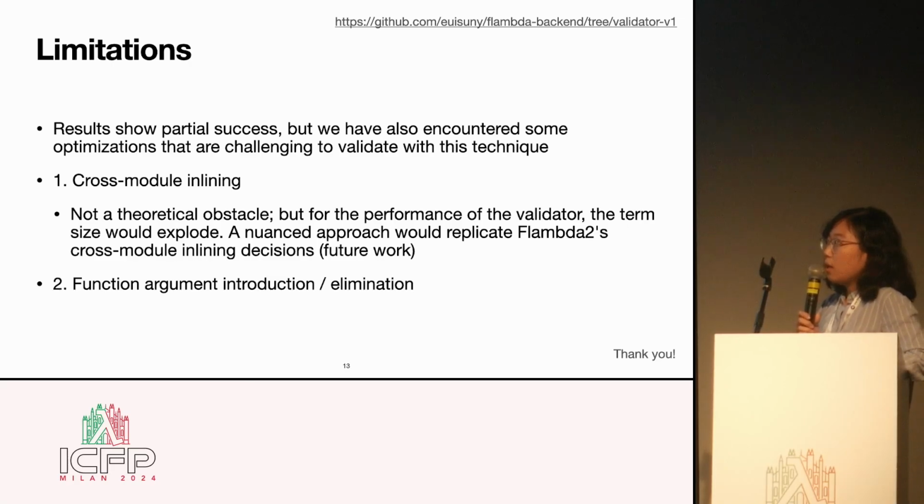Another subtlety is function argument introduction and elimination. Flambda2 does some fancier static analysis on when a certain argument is invariant over recursive functions, and we do not have such a static analysis pass. We only have a very simple way of detecting it, so this is also for future work.